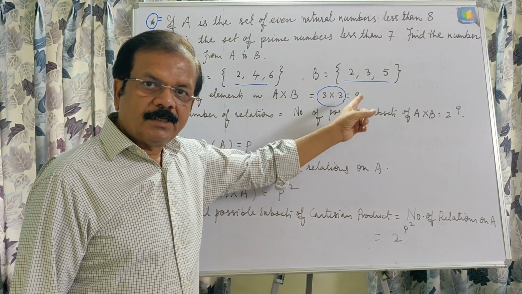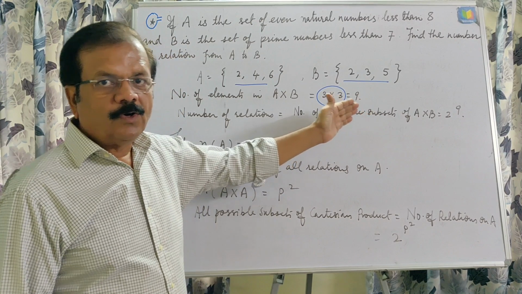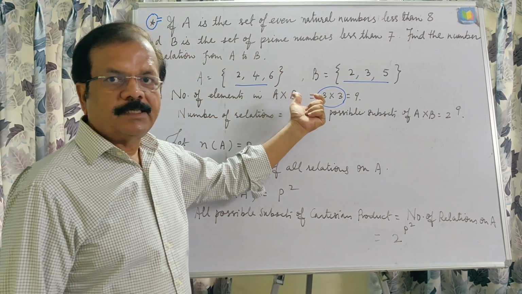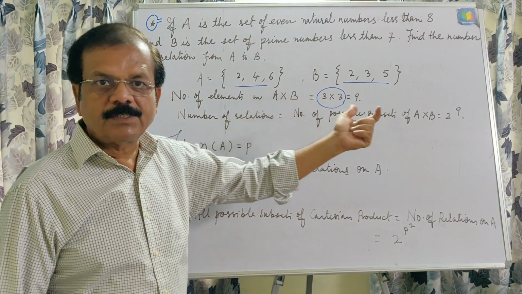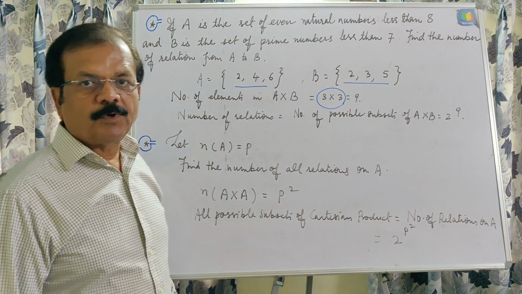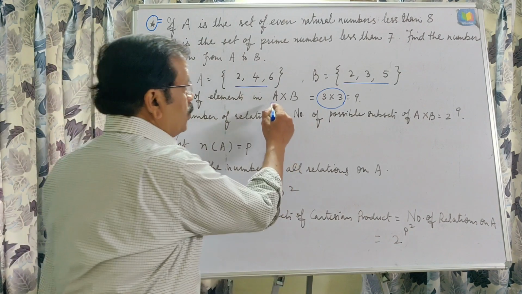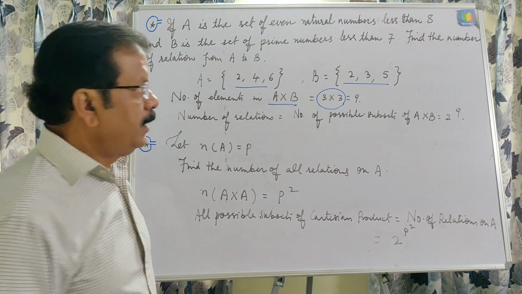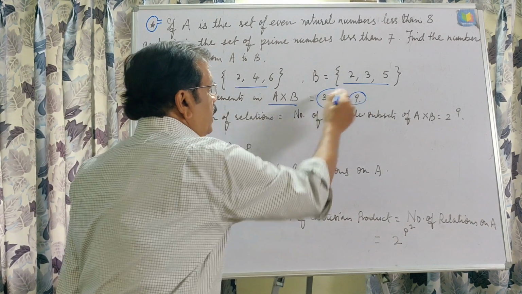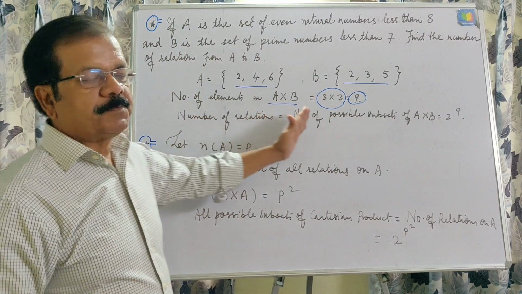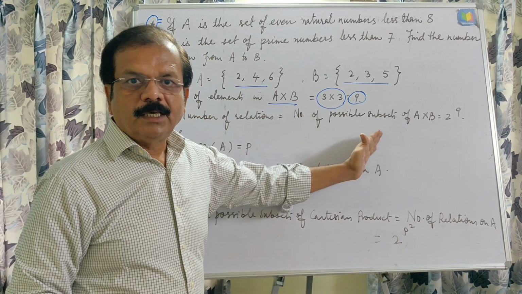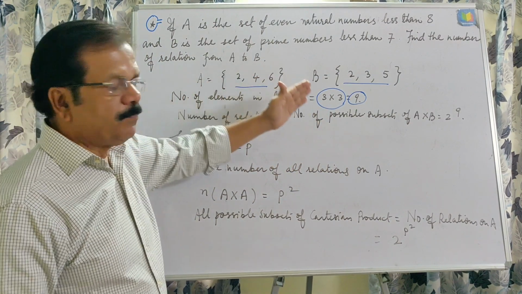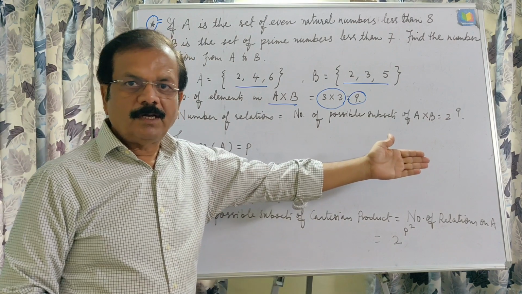And then we will try to find all possible subsets of this Cartesian product set, and the number of all possible subsets of any set is 2 to the power n. Here n is considered as 9, so the number of possible subsets of this Cartesian product is defined as the number of relations which we have to find, and that is 2 to the power 9.